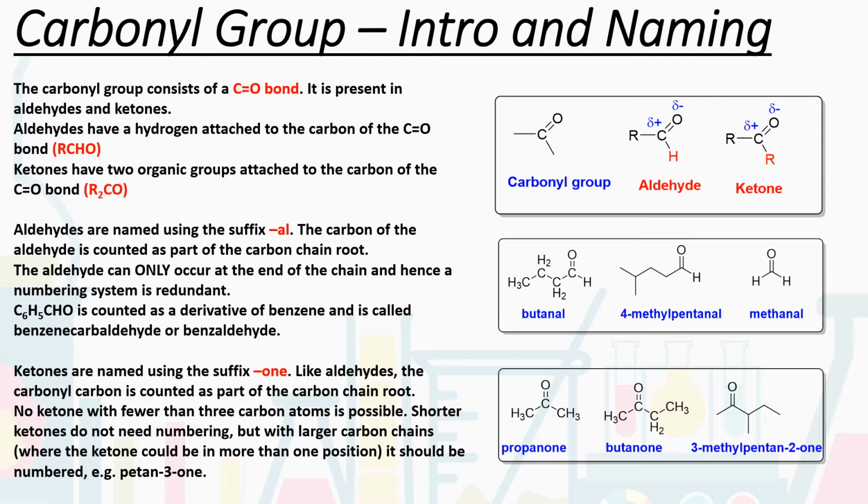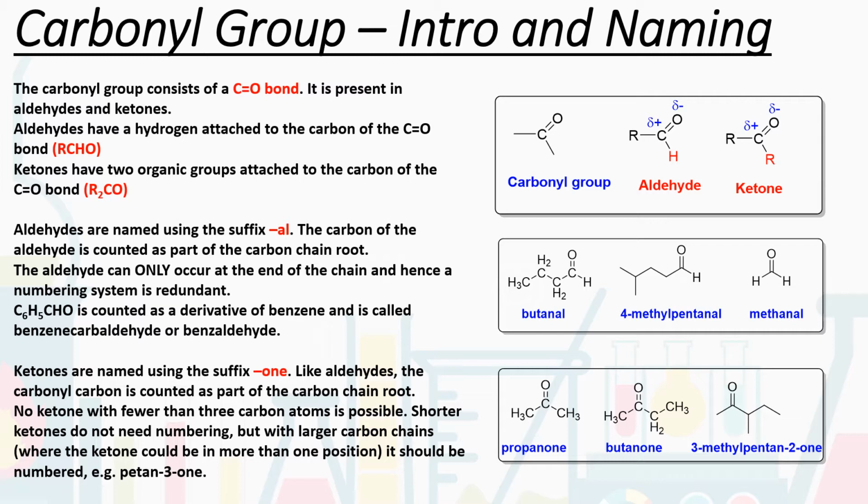Now sometimes we name them slightly differently, so the one to watch out for here is benzaldehyde. So if we have a benzene ring attached, and off one of the carbons of the benzene ring we have our aldehyde group, our carbonyl group, this is counted as a derivative of benzene. So you'll see it called either benzaldehyde or benzenecarbaldehyde.